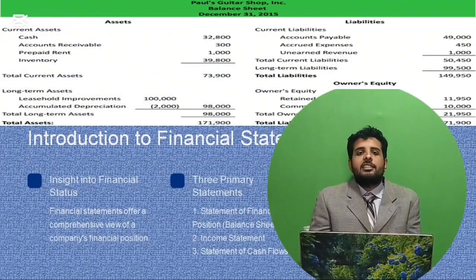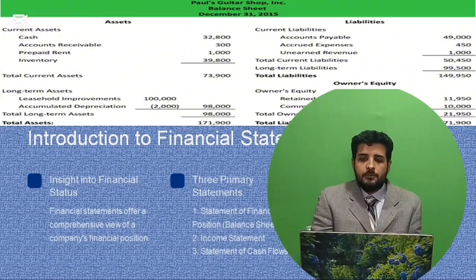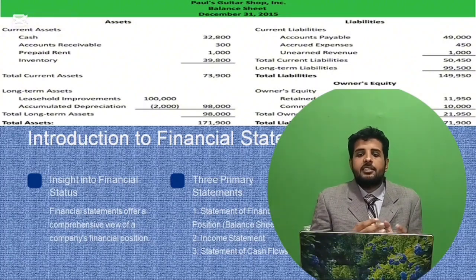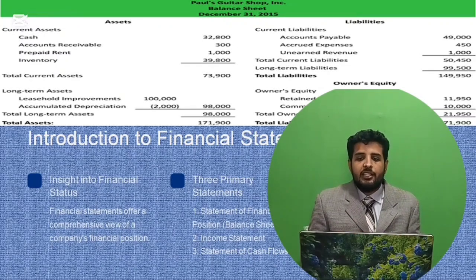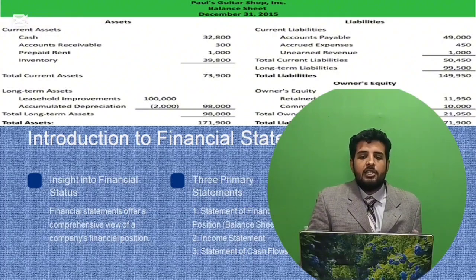First is a statement of financial position, which is also known as balance sheet. It provides a snapshot of the company's assets, liabilities, and equity at a specific point in time. This statement highlights the financial strength and the liquidity of a business.